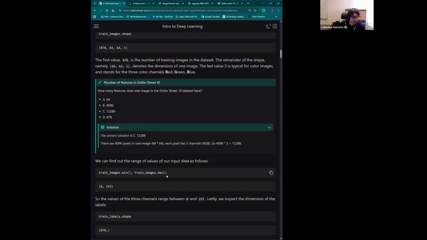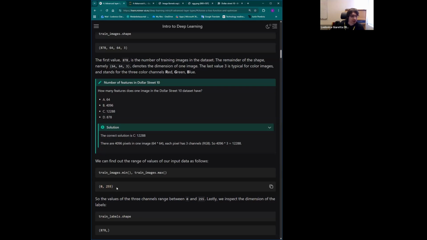And if we have a look at the values of these pixels, we see they range between 0 and 255. And this is quite common, with 0 representing absence of a color and 255 representing the maximum presence of a color. So for each of red, green, and blue, if we take, for example, the red component, 0 means there is no red in this particular pixel, 255 that there is a lot of red in this pixel.